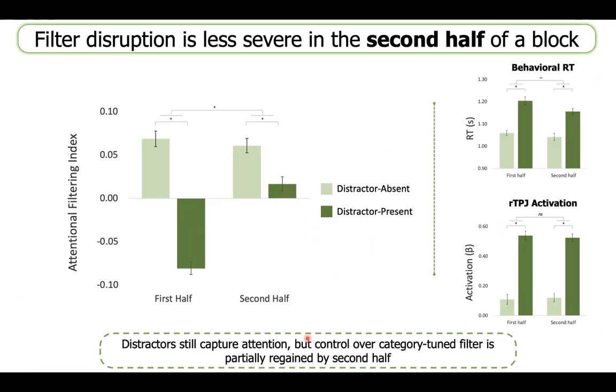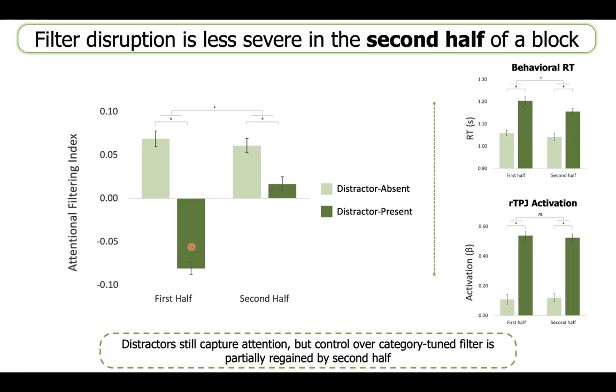But why does this filter reversal happen? Well, one theory we tested was the possibility of adaptation to the preferred stimulus through repeated exposure, which would cause a relatively inflated response to the non-preferred stimulus after filter disruption by the distractor. And so to investigate this, we separated each block into a first and second half and looked at the patterns of activation for each. And as we can see here, filter disruption occurs in the distractor present condition for both halves, yet the reversal, evidenced by the negative filtering index value, only appears in the first half.